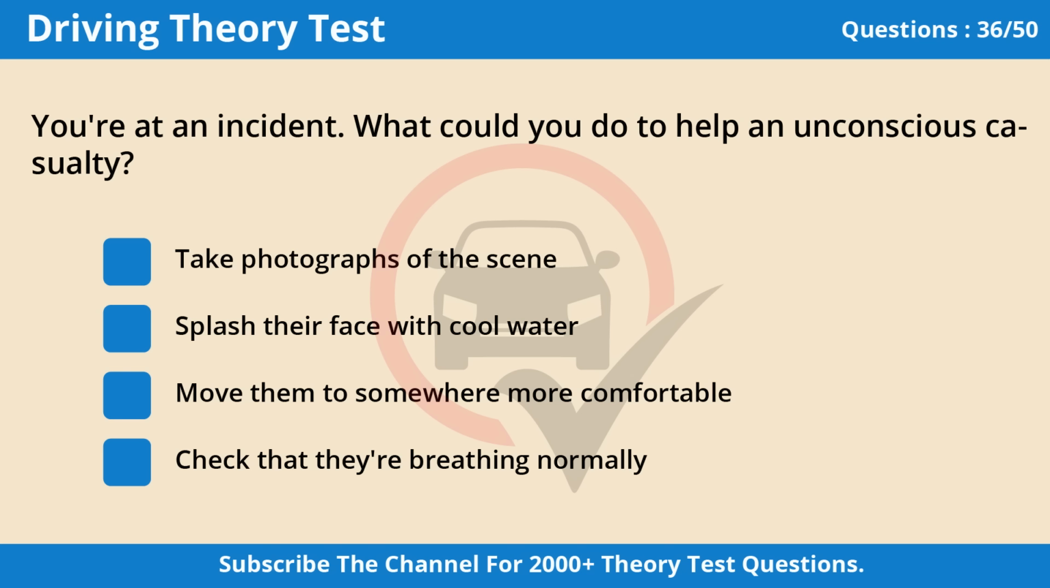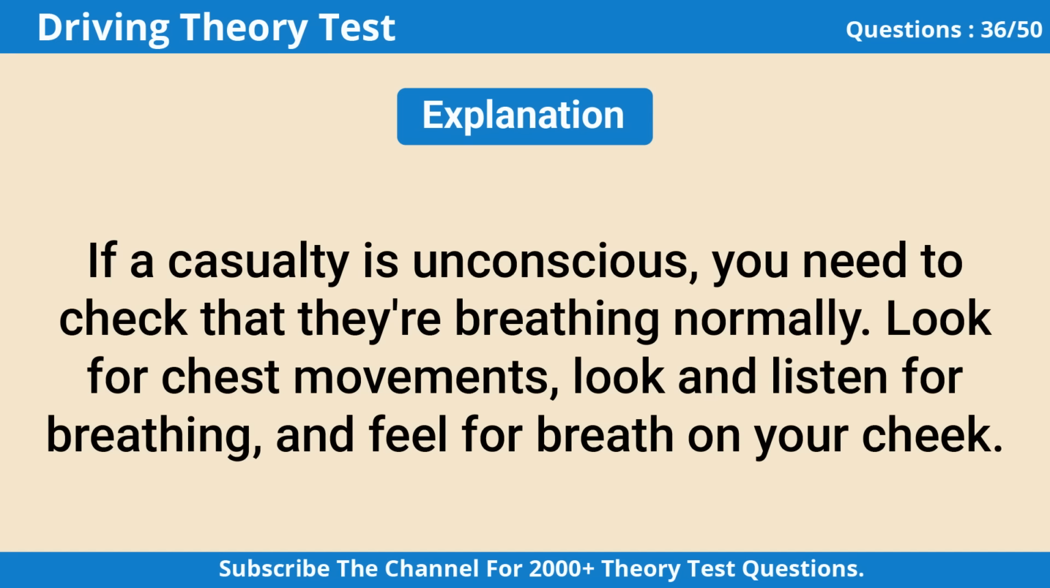Question 36. You're at an incident. What could you do to help an unconscious casualty? A. Take photographs of the scene. B. Splash their face with cool water. C. Move them to somewhere more comfortable. D. Check that they're breathing normally. D. Check that they're breathing normally. If a casualty is unconscious, you need to check that they're breathing normally. Look for chest movements, look and listen for breathing, and feel for breath on your cheek.